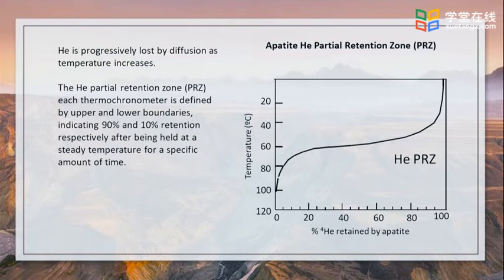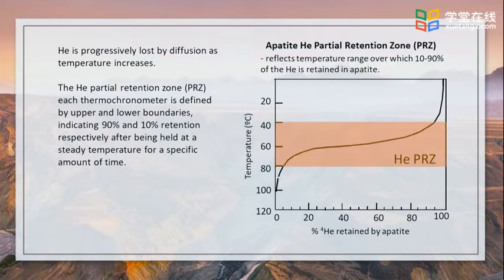Thermochronometric partial retention zones, or fossil partial retention zones, are often identified quantitatively in geological studies as a characteristic distribution of apparent dates with depth or elevation. The helium partial retention zone of each thermochronometer is defined by upper and lower boundaries, indicating 90% and 10% retention respectively after being held at a steady temperature for a specific amount of time.